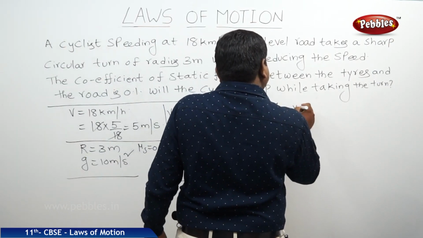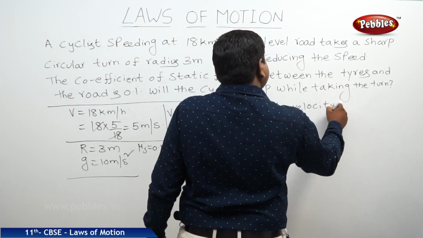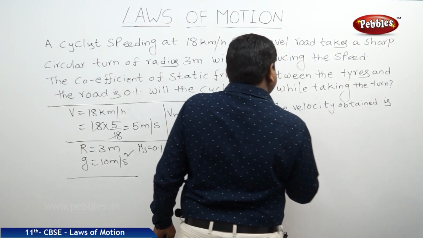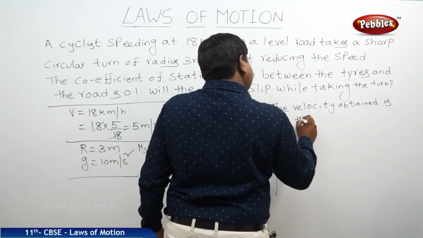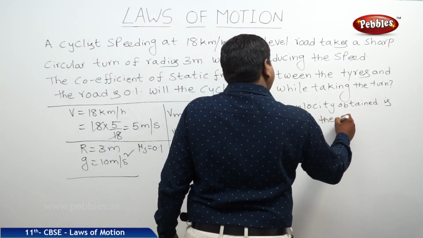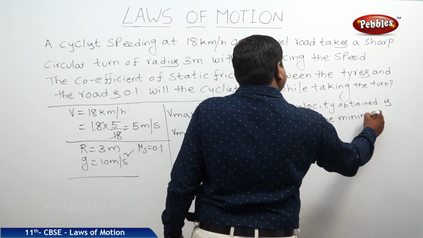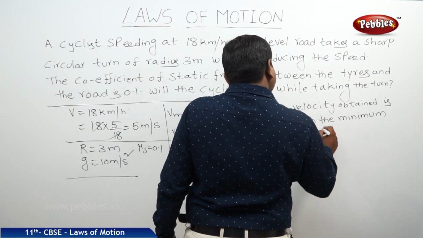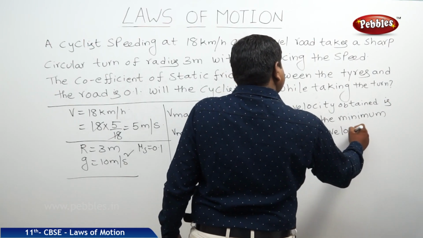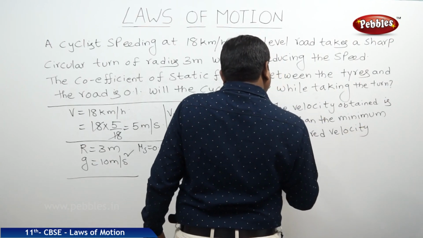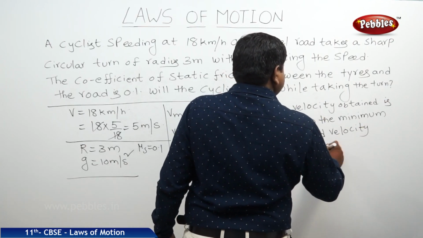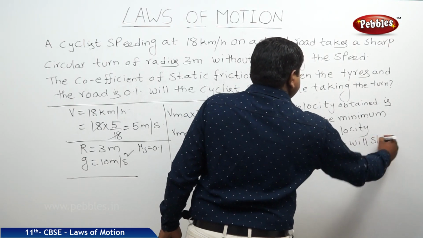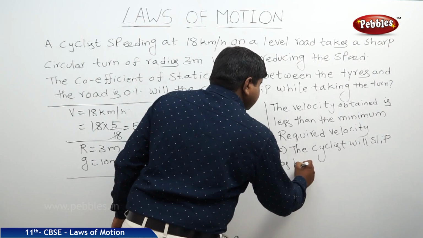The velocity obtained is less than the minimum required velocity. Therefore the cyclist will slip as he is taking the turn.